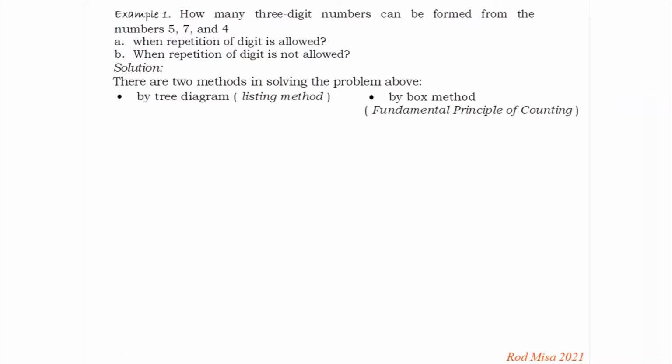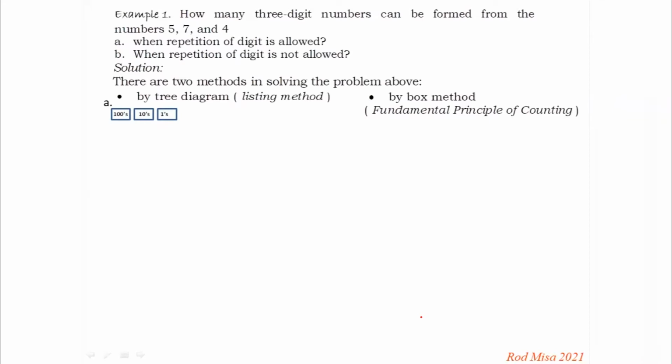Now, in the listing method, we will use a device that could help us list down all possible occurrences, and this device is called a tree diagram. So first, let us draw 3 boxes here, since in the problem, we are looking for a 3-digit number that can be formed from the numbers 5, 7, and 4. The first box is for the hundreds place, the second box is for the tens place, and the last box is for the ones place.